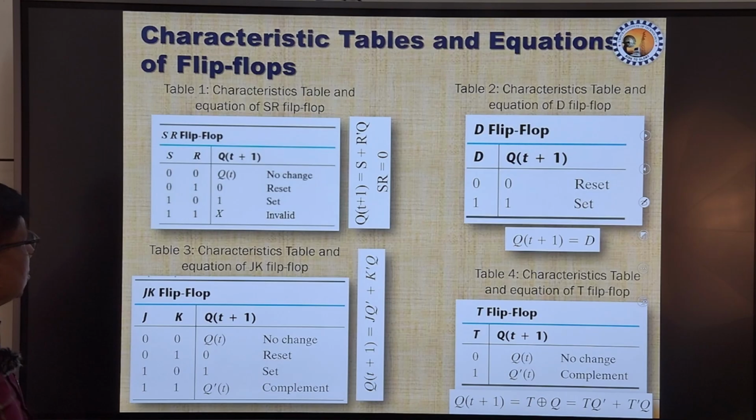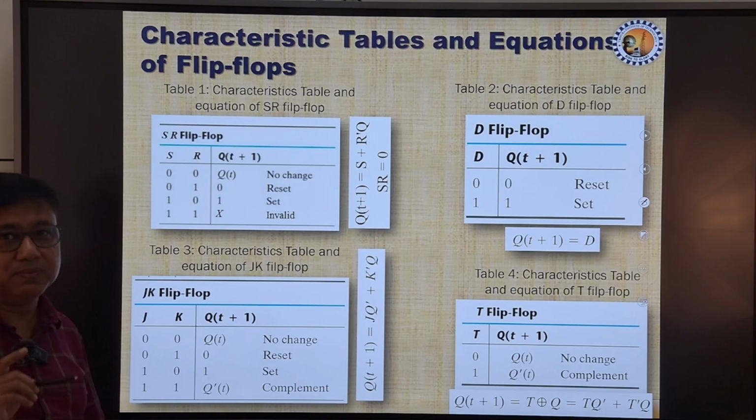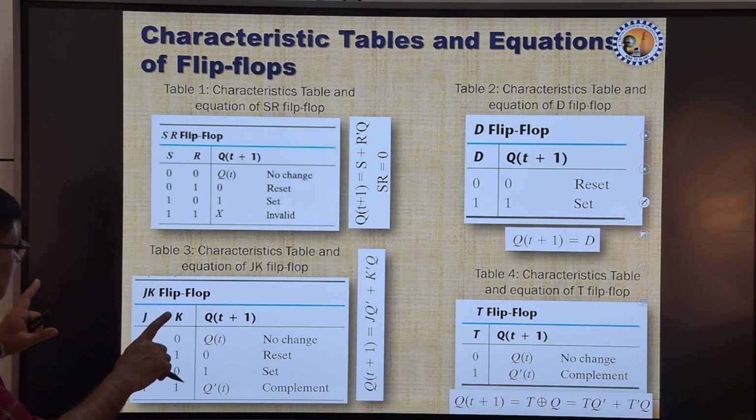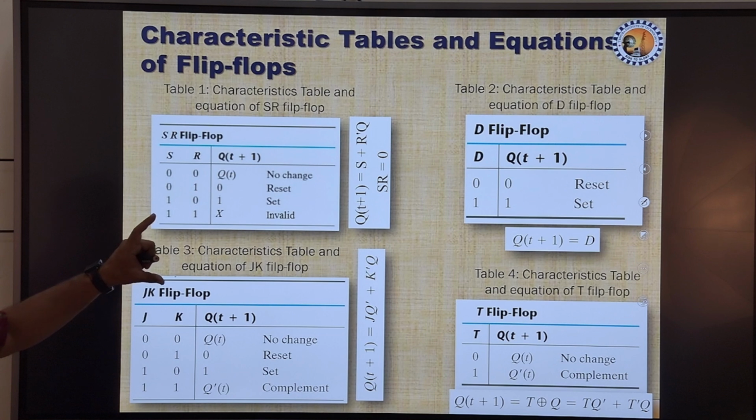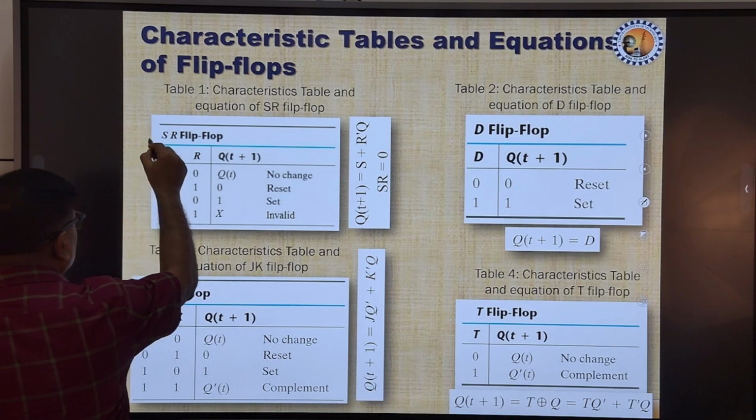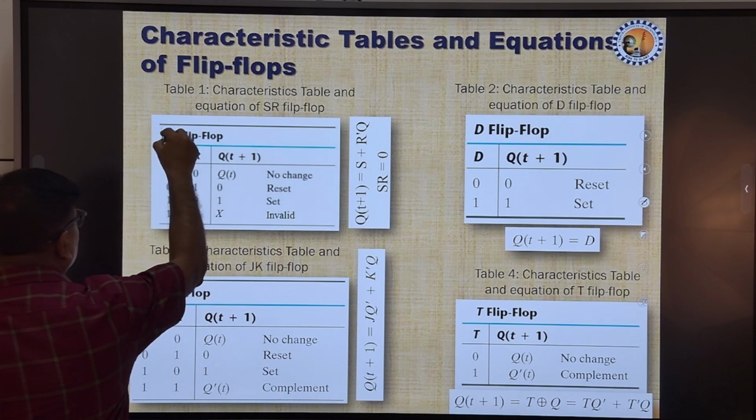Next, most important in this lecture is the characteristic table and characteristic equation of our flip flops. In this slide, I have arranged all the 4 flip flops' different conditions, that is the characteristic table and characteristic equation, together. First, we will start the discussion with the SR flip flop.